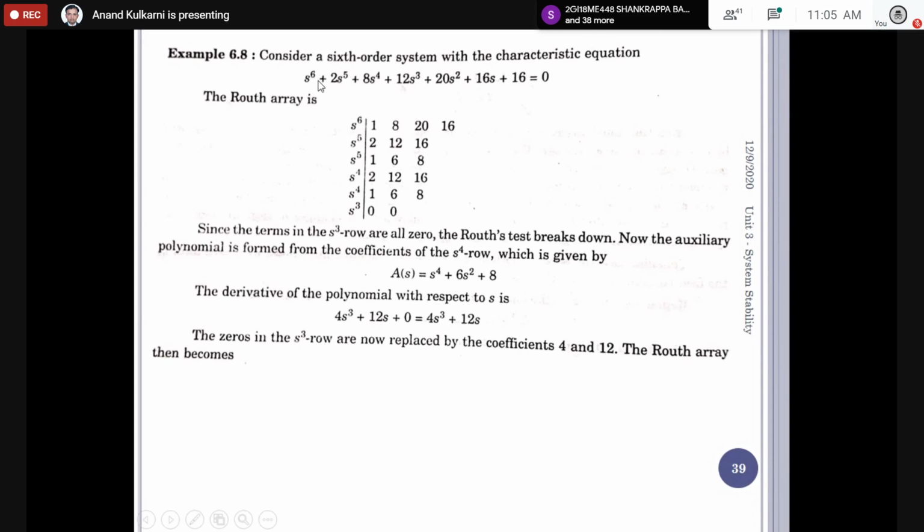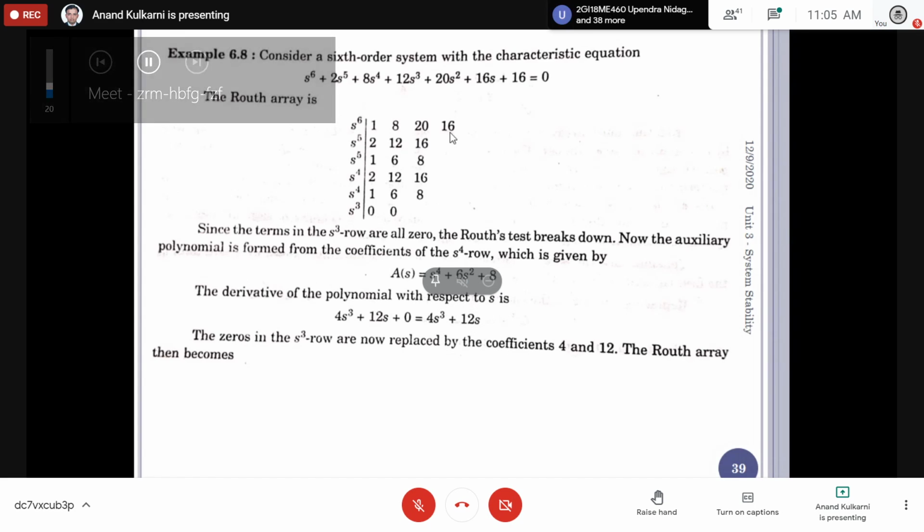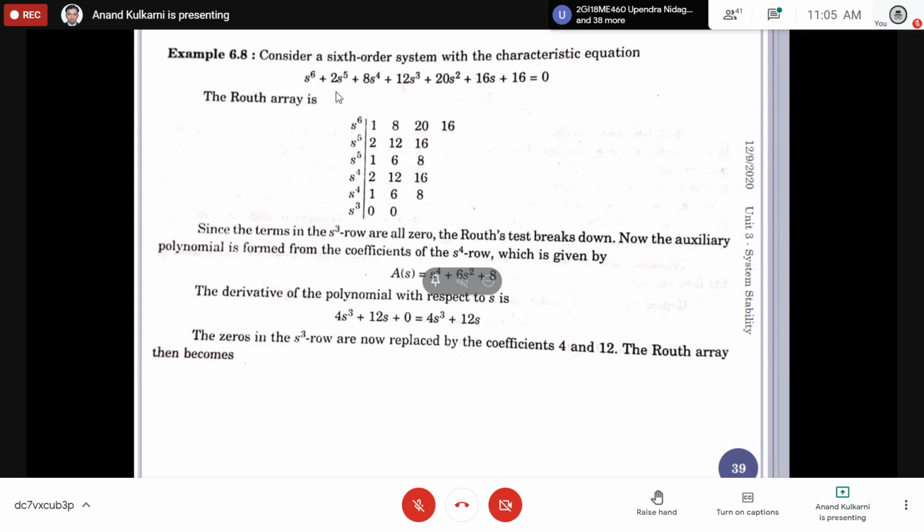So this is 1. So I will write 1. Leave this, write next, that is 8. Leave this, write next, that is 20. Leave this, write next, that is 16. So 1, 8, 20, 16 is the first row. Second row, 2, leave this, 12, leave this, 16. So you can write 2, 12, 16.